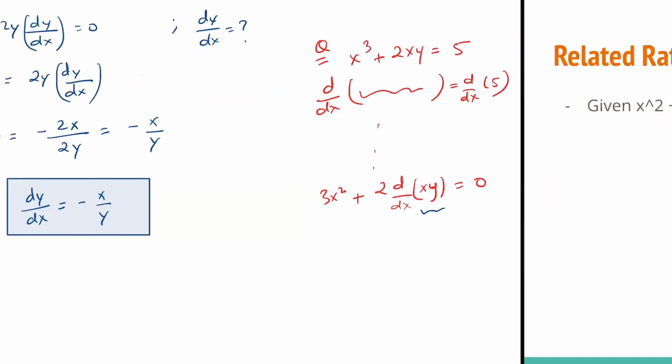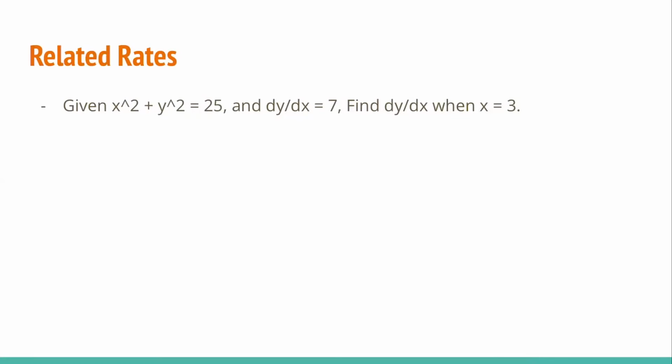Okay, so let's look at another problem. It's related to implicit differentiation, but it's more about application. How do we apply implicit differentiation in related rates, right? So given that x squared plus y squared equals 25, and we're also given dx over dt equals 7. We need to find dy over dt when x equals 3, right? So there is a kind of relation.